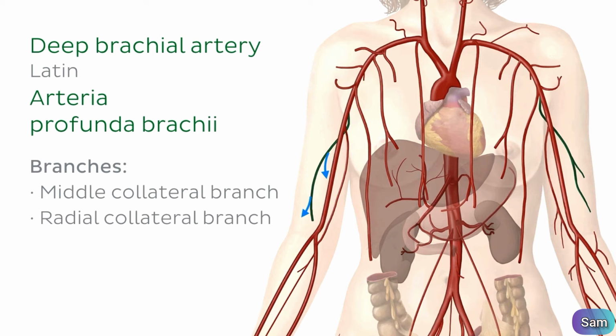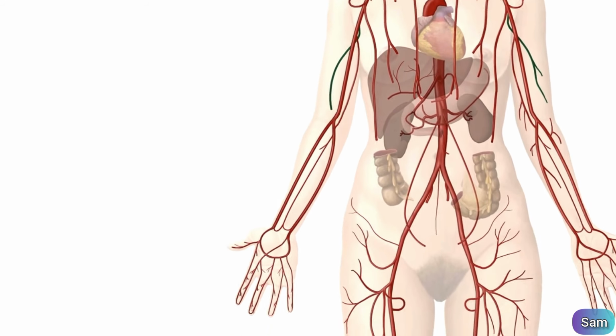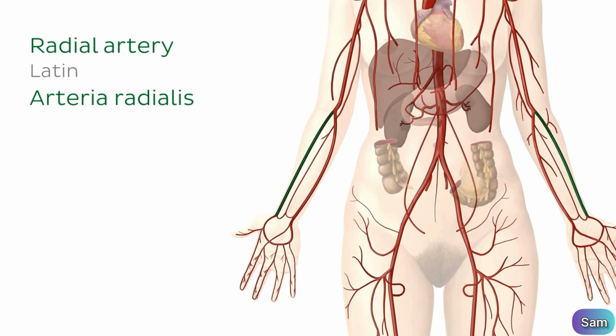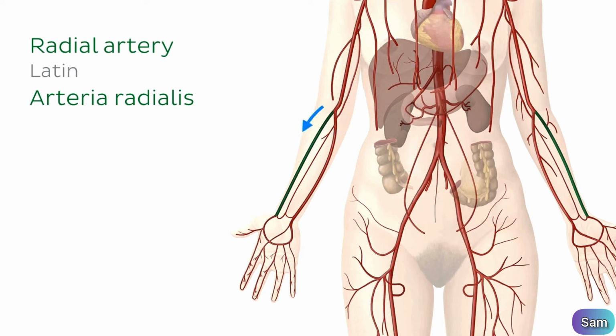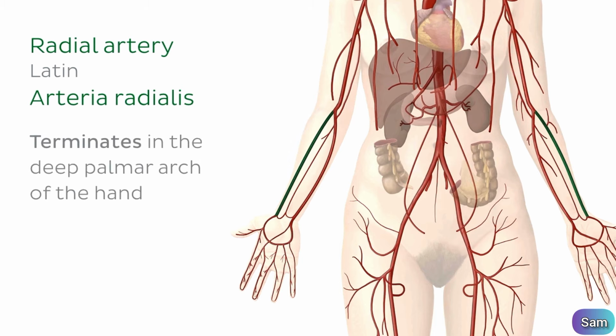Moving down to look at the major arteries of the forearm now, we can see the radial artery highlighted in green just here. And you may remember from earlier that the radial artery arises as one of the divisions of the brachial artery after it bifurcates at the elbow just here. The radial artery courses down the radial side of the forearm, passing distally towards the wrist, and terminates in the deep palmar arch of the hand, giving off several arterial branches as it travels.